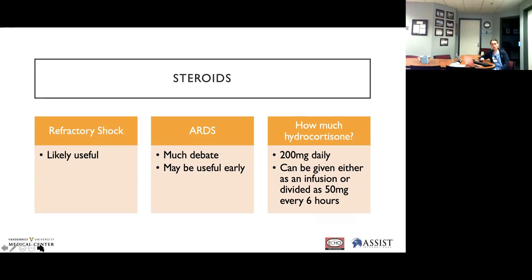Steroids can be helpful in the COVID-19 patient. So for patients that present with refractory shock, steroids are likely useful and should be considered. For patients that have ARDS from COVID-19, there is some debate about whether steroids are helpful, but they may be useful, especially in early ARDS. 200 milligrams of hydrocortisone daily is a reasonable amount. You can either give this as a continuous infusion, or it's logistically probably easier to deliver 50 milligrams every 6 hours.